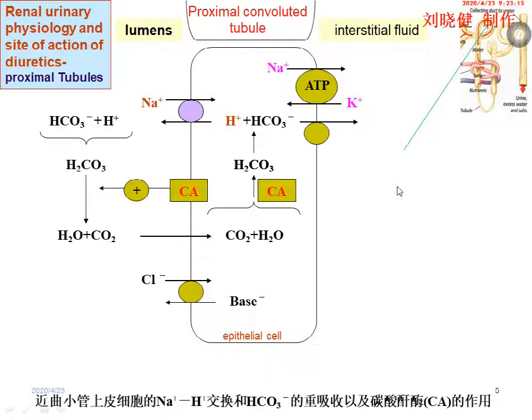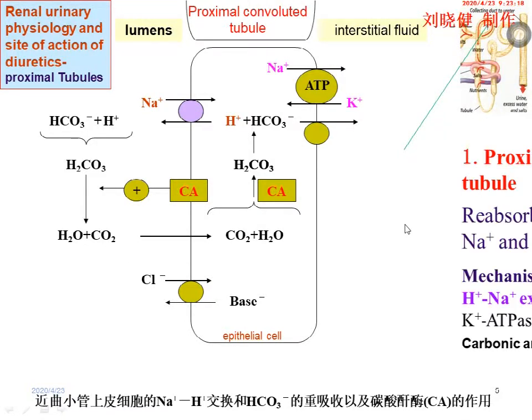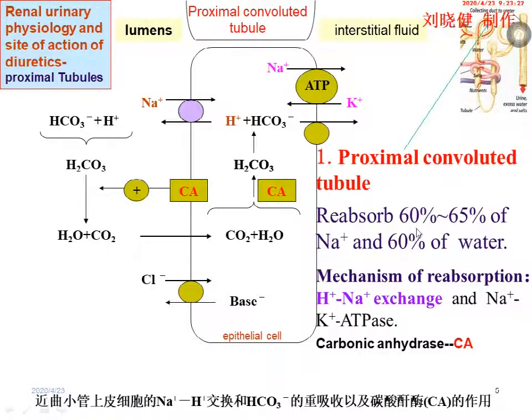Now look at the function of the proximal convoluted tubule. Here, it reabsorbs 60 to 65% of sodium ions and 60% of water. The mechanism of reabsorption in this segment depends on hydrogen-sodium exchange and sodium-potassium ATPase. Now look at this figure. This shows the epithelial cells of tubule, this is the interstitial fluid, and this is the lumen of tubule. So the direction of reabsorption is from lumen to interstitial fluid through epithelial cells.